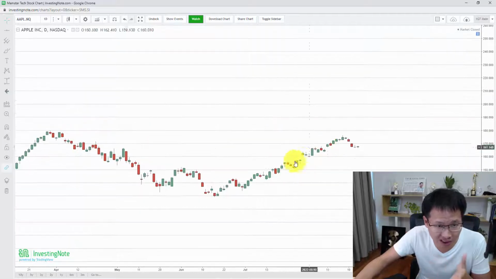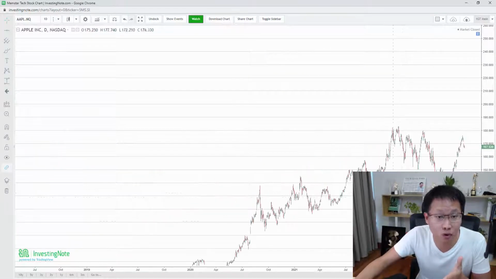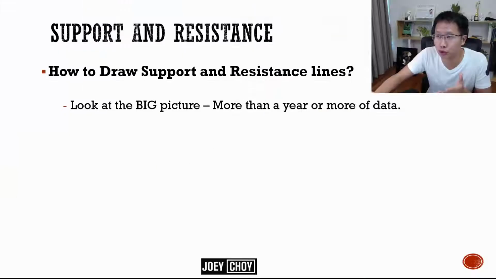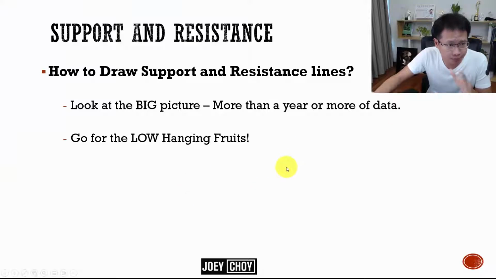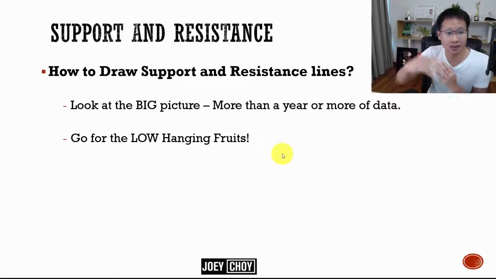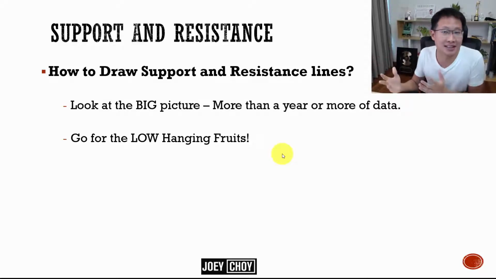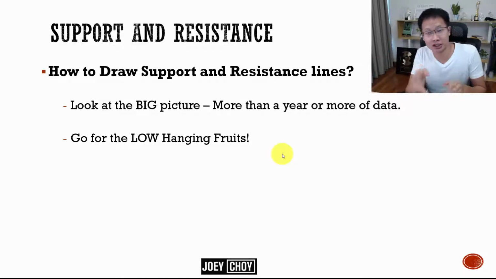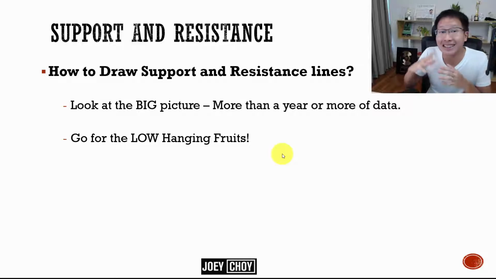You don't want to just focus on only a few days or a few weeks, all right? So let's move on to the next point. You want to go for the low-hanging fruits, right? So go for those lines that are really easy, a no-brainer. Once you see it, maybe you don't even need to draw it. It's very obvious there's a resistance level, because it touches like 2 or 3 times and comes back down. Or maybe a support level: it touches 2 or 3 times, it rebounds. That is a support level.